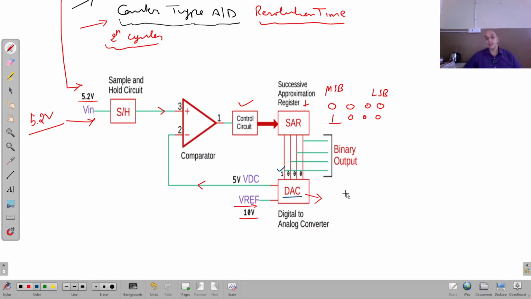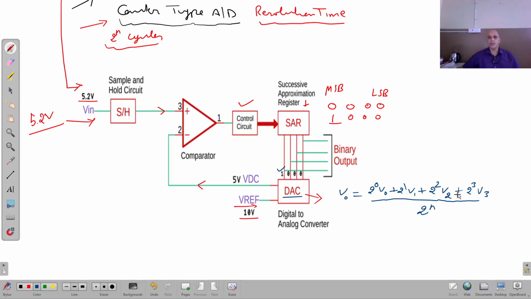Now we know very well what is the output of a D2A converter. It is equal to 2 raised to power 0 B0 plus 2 raised to power 1 B1 plus 2 raised to power 2 B2 plus 2 raised to power 3 B3, divided by 2 raised to power n. You might remember the conversion of D2A that I discussed in the starting lectures of this unit. I wrote it wrongly, so let's correct it. It was 2 raised to power 0.